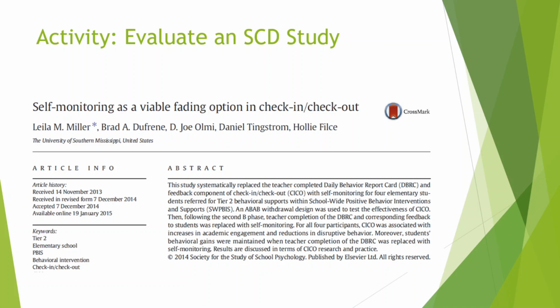The abstract reads, this study systematically replaced the teacher-completed daily behavior report card and feedback component of check-in, check-out with self-monitoring for 4 elementary students referred for Tier 2 behavioral supports within school-wide positive behavior interventions and supports. An ABAB withdrawal design was used to test the effectiveness of check-in, check-out. Then, following the second B phase, teacher completion of the DBRC and corresponding feedback to students was replaced with self-monitoring.